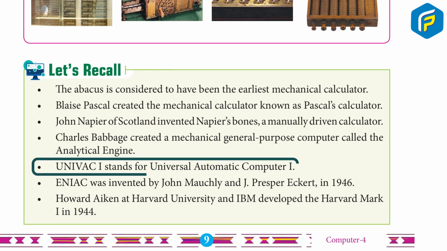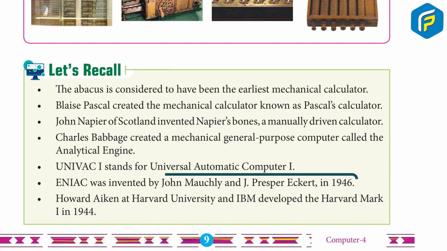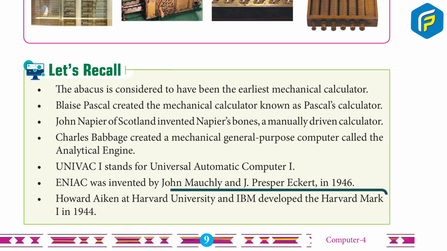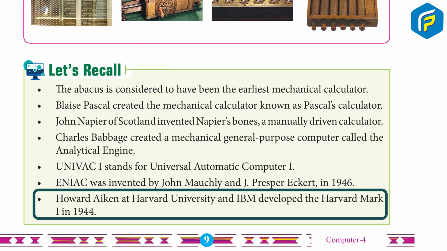UNIVAC I stands for Universal Automatic Computer I. ENIAC was invented by John Mauchly and J. Presper Eckert in 1946. Howard Aiken at Harvard University and IBM developed the Harvard Mark I in 1944.